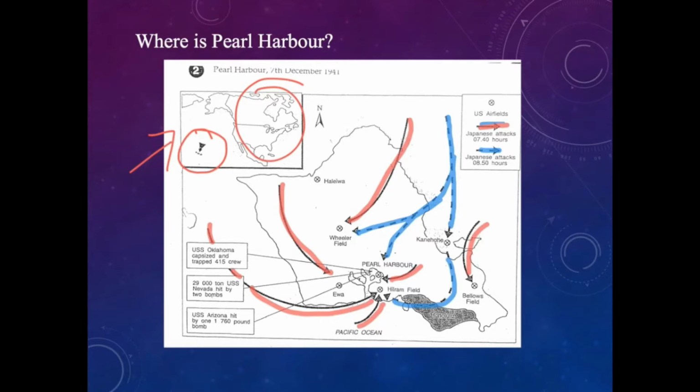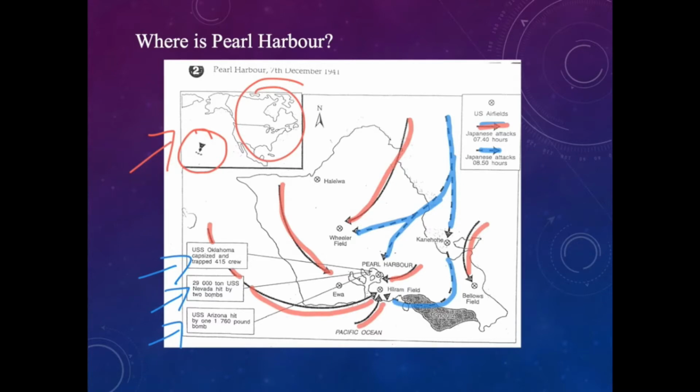The map shows some of the destruction caused by the attacks. The USS Arizona capsized and trapped 415 crew. 29,000-ton USS Nevada was hit by 2 bombs. The USS Arizona was hit by one 760-pound bomb.